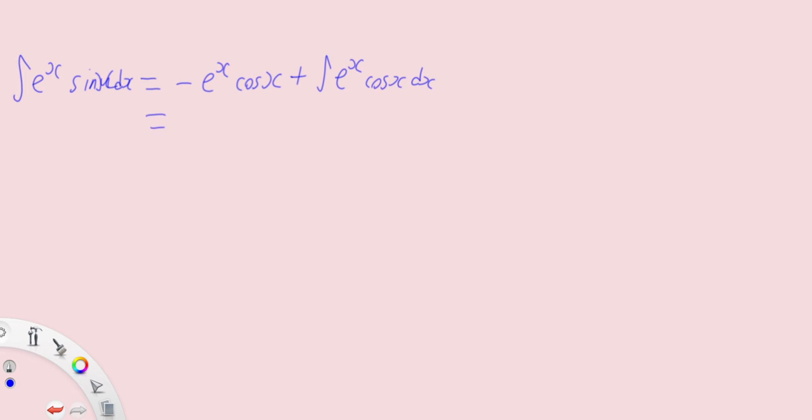Then we realize we have to do it once more. So we integrate cos x first, to give us back sin x. Now we differentiate e^x to give us back e^x again. Then you notice we will get back the same integral, and then we perform the same thing where we bring this over and then we divide by 2.